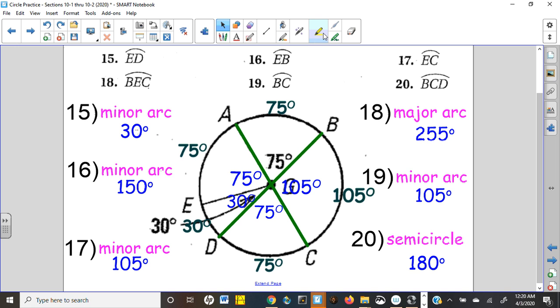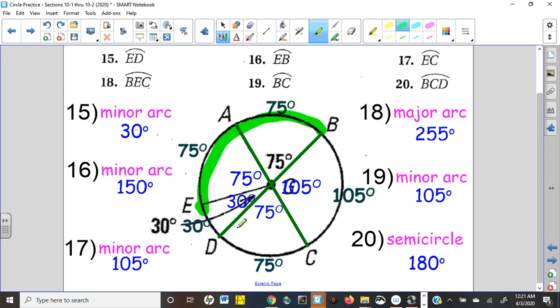And now you're just, like I said earlier, adding and subtracting. What is ED? Well, we already knew that was 30. What is EB? Well, that would be from E to B. Now, it's just two letters, so it's the short way, right? But that would be 75 plus 75, or 150. Could have also done 180 minus 30 and used the semicircle.